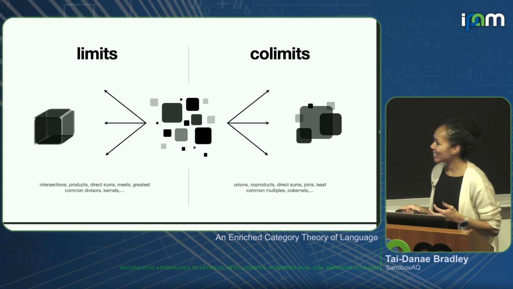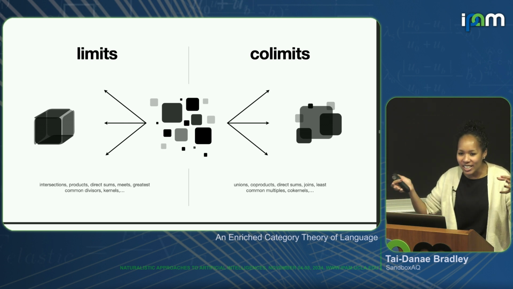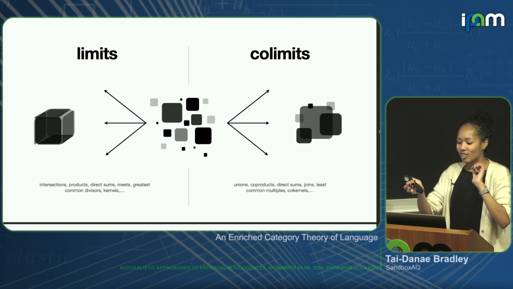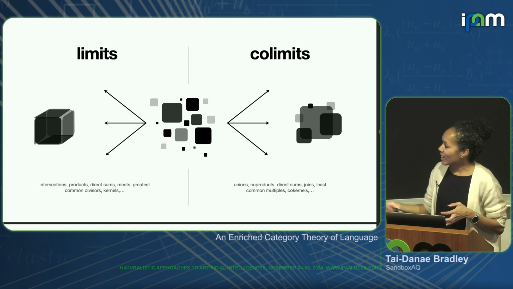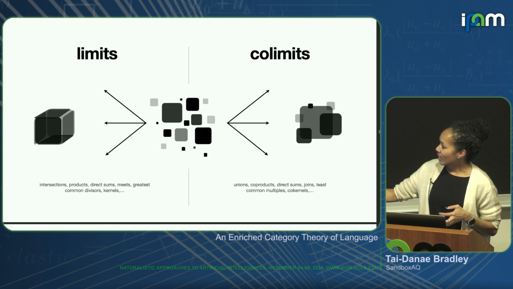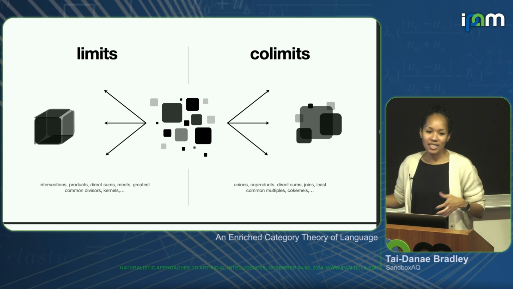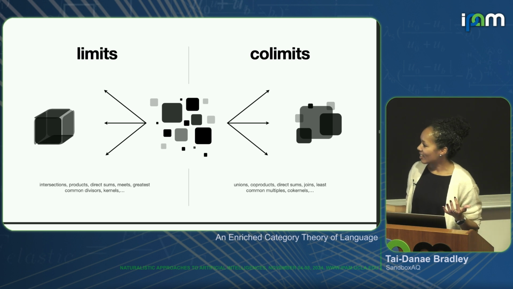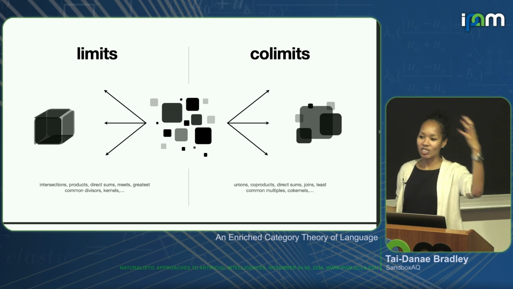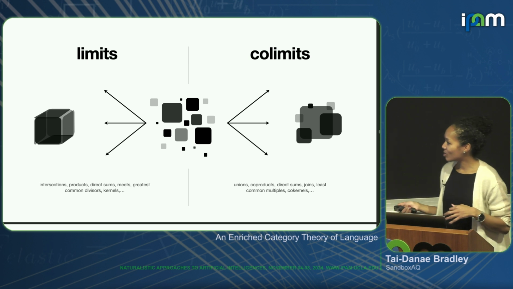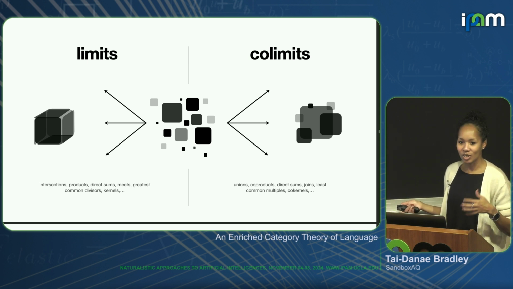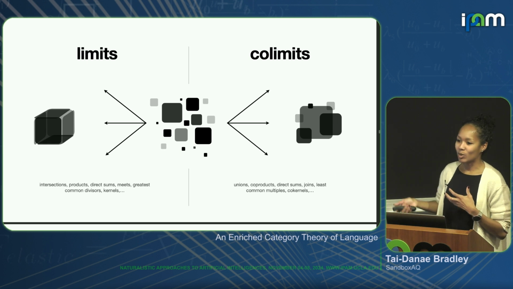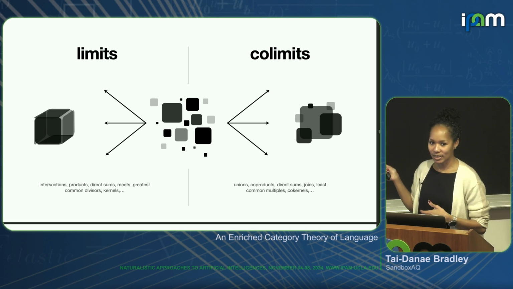but hopefully it gives you some intuition. And the nice thing is that when you look at the very general definition that tells you how to create new objects from existing ones, things that you're familiar with are just special cases of this more general idea. So things like intersections of sets and products, direct sums of vector spaces, meets in lattices, greatest common divisors, kernels of group homomorphisms, these are all special cases of this general concept called a limit. They have dual notions: unions, coproducts, direct sums, and so forth. These are all special cases of this more general notion in category theory called a colimit.